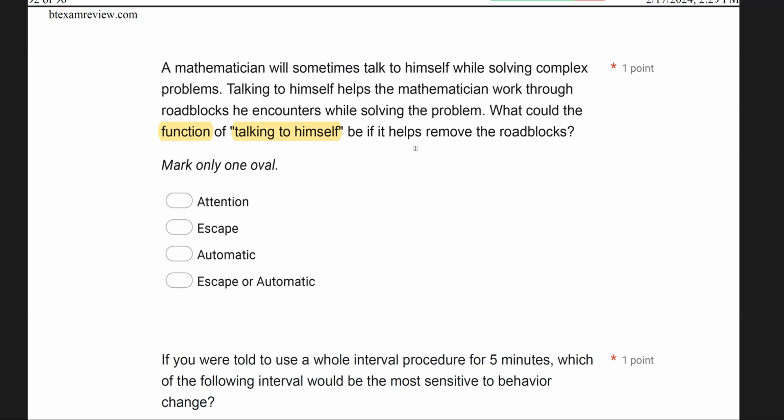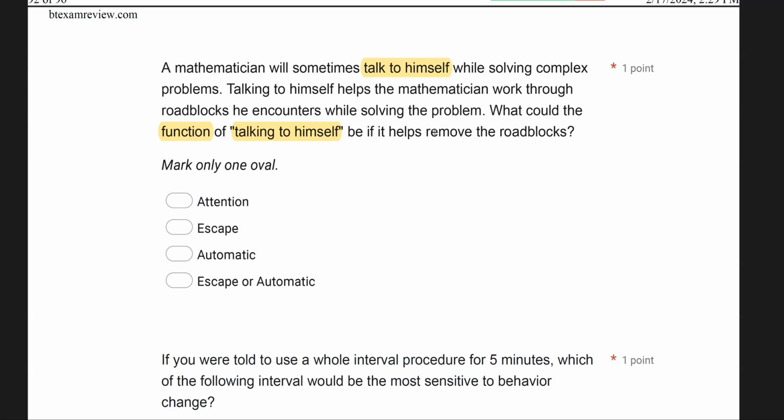But be careful here, because the mathematician is talking to himself. If you're doing something that isn't socially mediated, or the consequence isn't delivered by another person, we're going to call that automatic. The mathematician talking to himself does not involve a second person, so this is automatic behavior. But remember, some behaviors can have more than one function. So we can't just stop at automatic, because what else is the behavior doing?